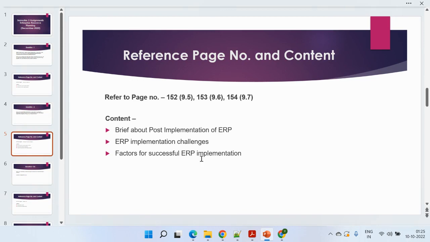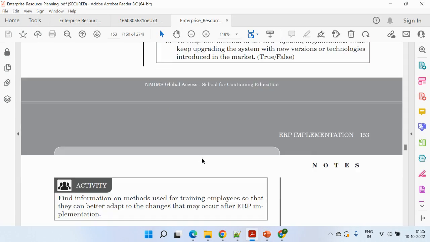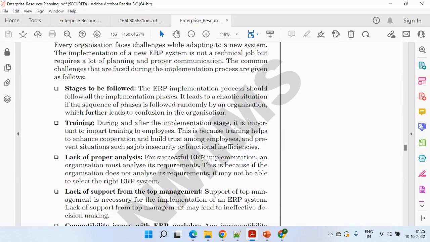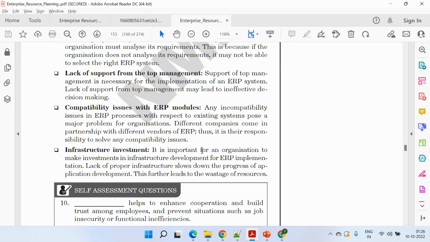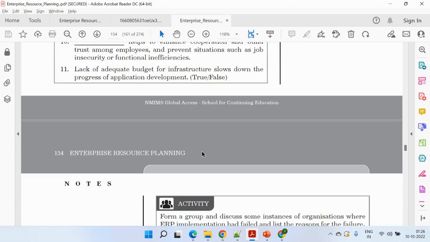Then the next part comes as ERP implementation challenges. What were the key challenges? What were the stages to be followed? Was the training properly imparted? Was there any lack of business analysis, proper analysis, lack of proper support? What are the compatibility issues? What is the infrastructure investment?